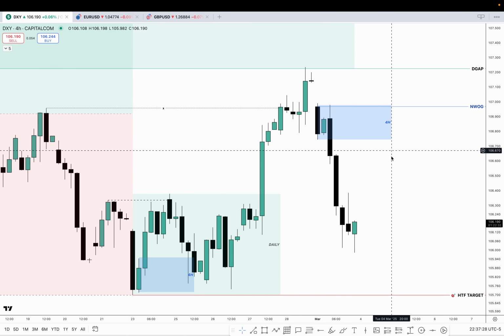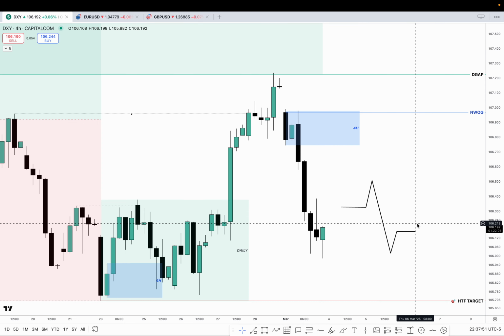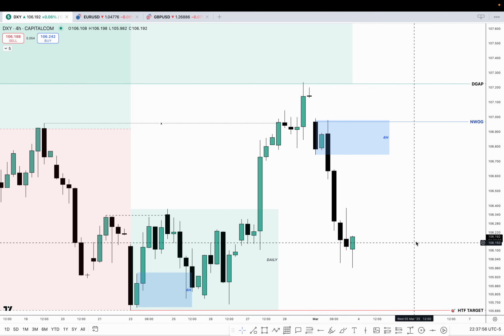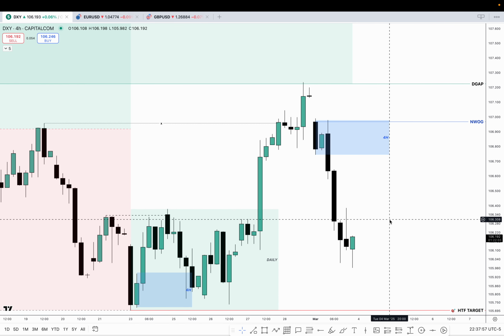Okay, pretty simple. Open, high, low, close. That's it. No need to overcomplicate it. Our bias is bearish, so what are we looking for? Accumulation, manipulation, sweep a high, and then downside. So let's go down to the 15 minutes, see how that is translating.